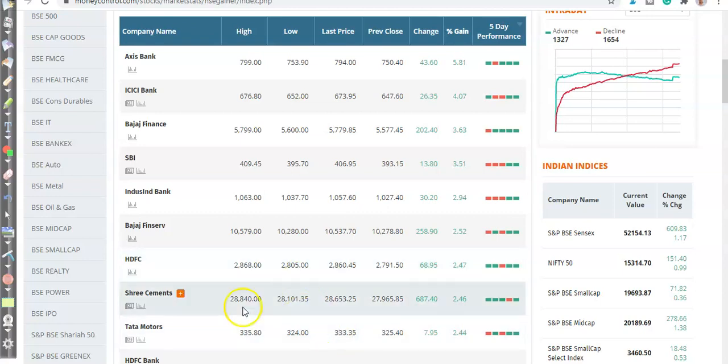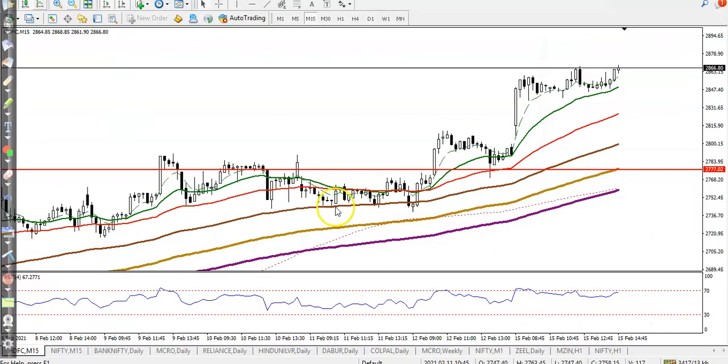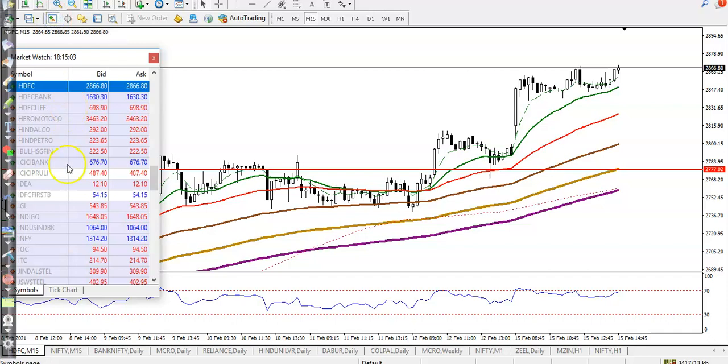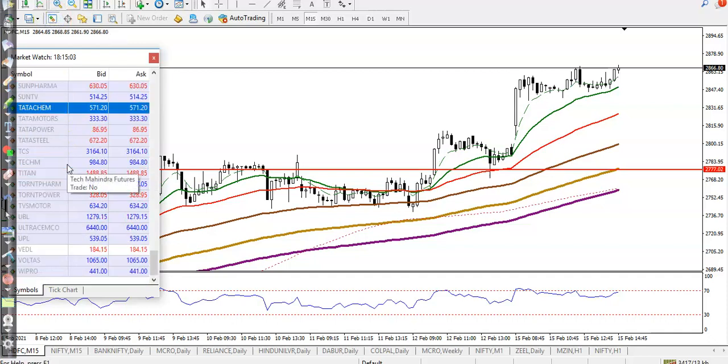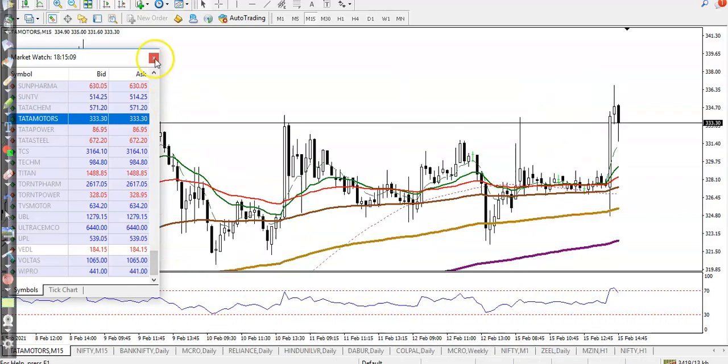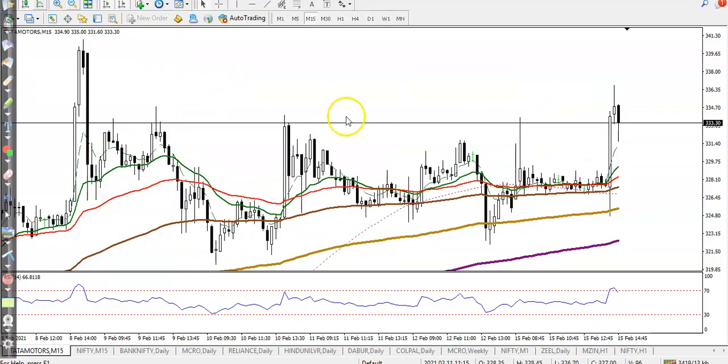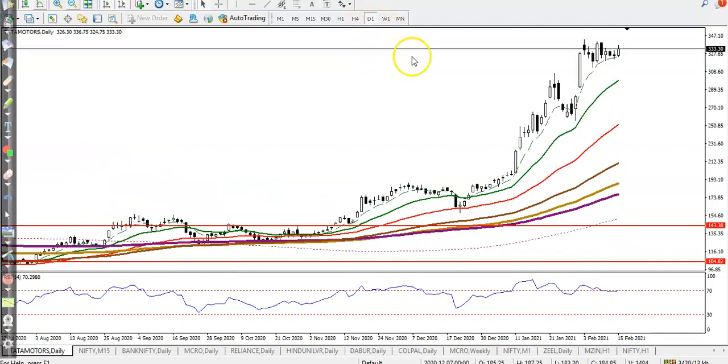Next, Ultratech Cement 28,000. No, last one, Tata Motors. So the last few days we are following Tata Motors and we are trading on Tata Motors. All right, let's see the daily time frame. Tata Motors are running sideways, so I'm not interested to trade anymore here. There's a probability to run like that until the moving average gone up to this level. So once it hits this moving average near this price, so definitely I'll go for buy.